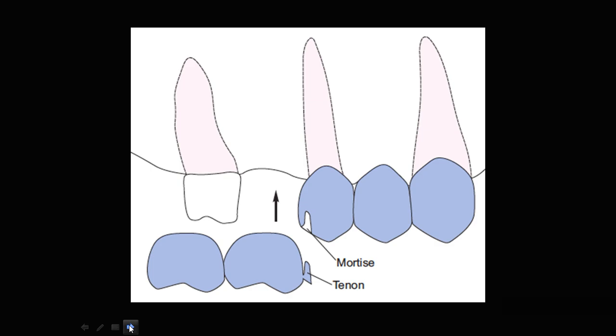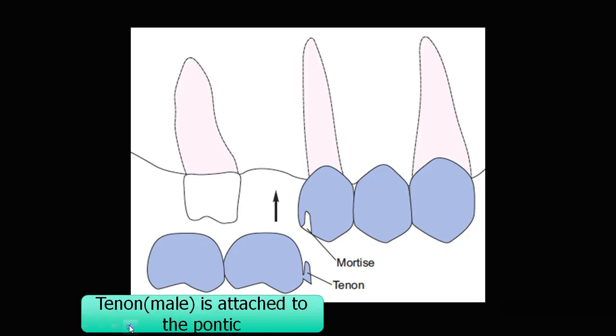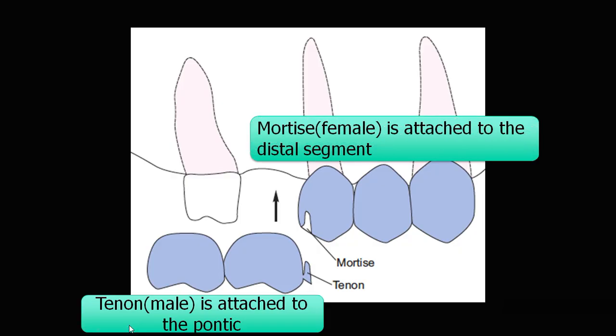This is a diagrammatic representation of a tenon mortise non-rigid connector. As you can see here, this is the tenon or the male component which is attached to the pontic, and the female component, also known as mortise, which is attached to the distal segment of the pier retainer.